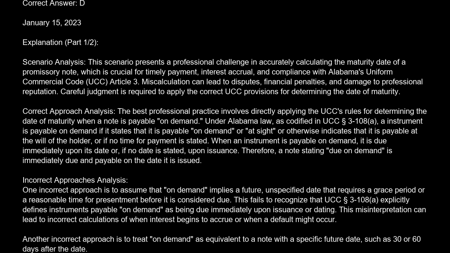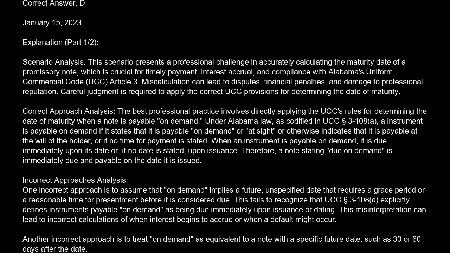Explanation. Scenario analysis. This scenario presents a professional challenge in accurately calculating the maturity date of a promissory note, which is crucial for timely payment, interest accrual, and compliance with Alabama's Uniform Commercial Code, UCC, Article 3. Miscalculation can lead to disputes, financial penalties, and damage to professional reputation. Careful judgment is required to apply the correct UCC provisions for determining the date of maturity. Correct approach analysis. The best professional practice involves directly applying the UCC's rules for determining the date of maturity when a note is payable on demand.